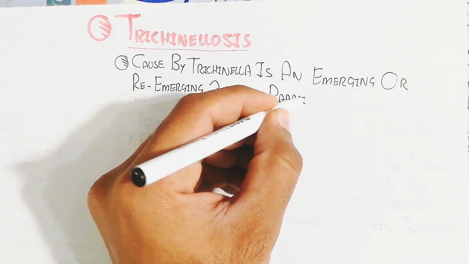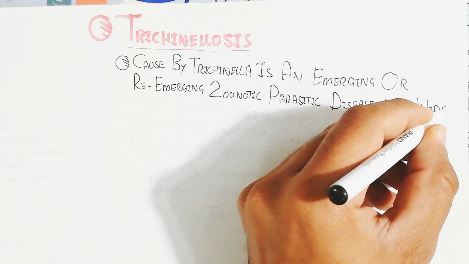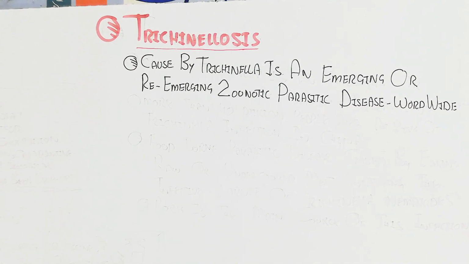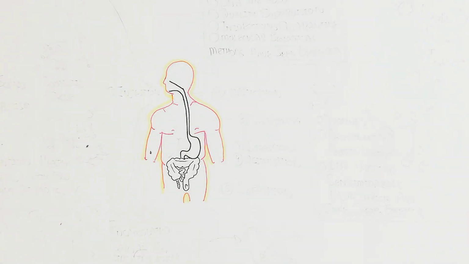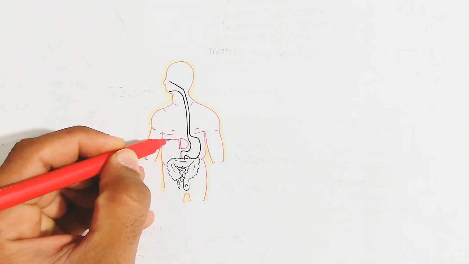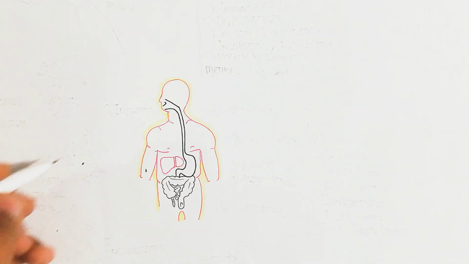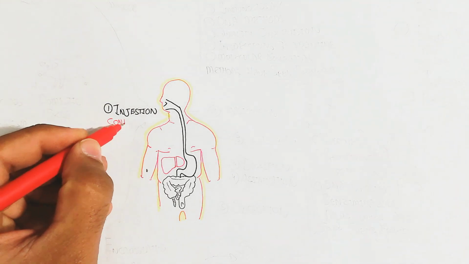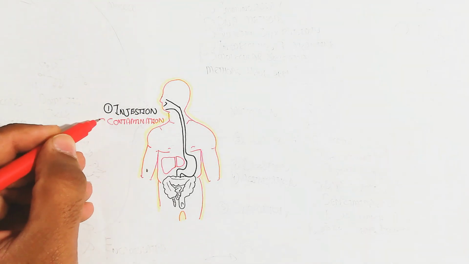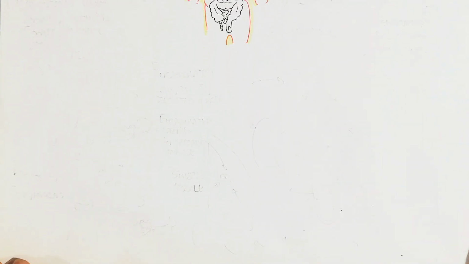So let's begin to understand the complications and how it can infect humans. Because it is zoonotic, it means it can infect from animal to human. This is the human digestive system. Let's begin to understand from the ingestion. But how can the contaminated food be ingested to cause this infection? First of all, let's understand the sylvatic cycle.